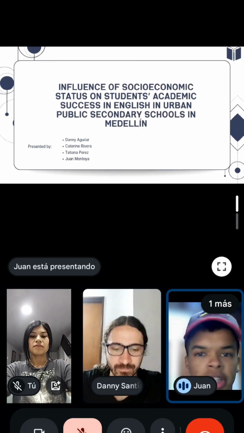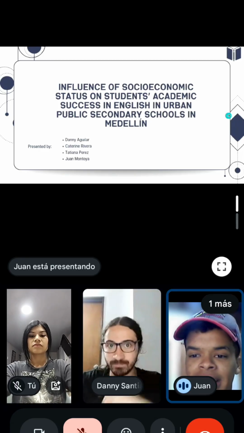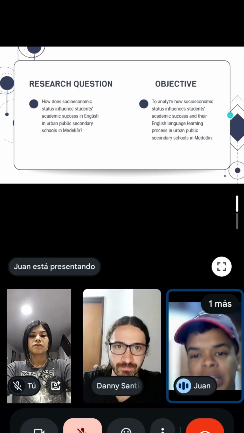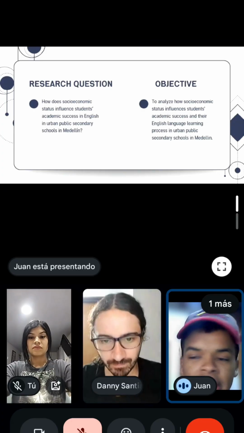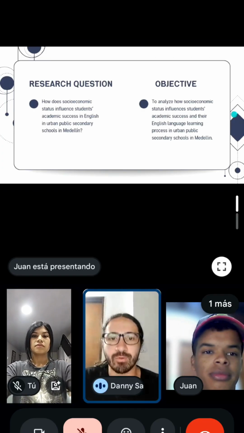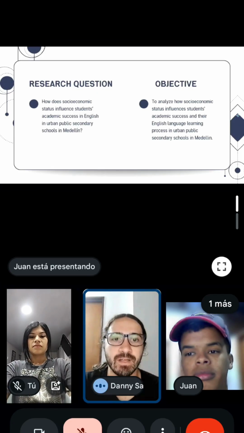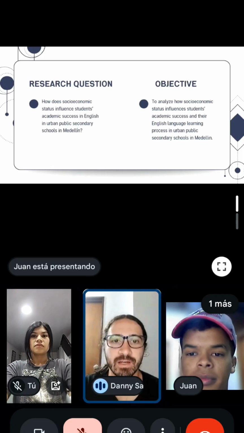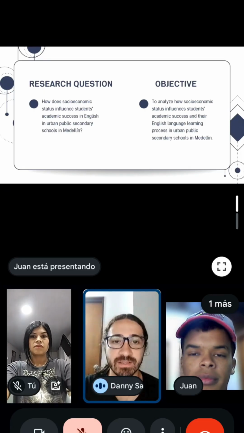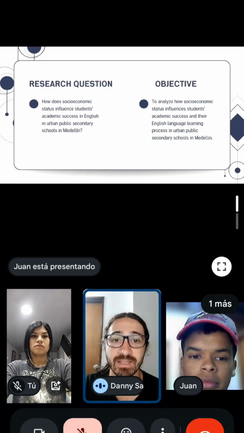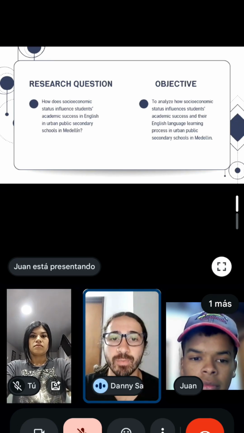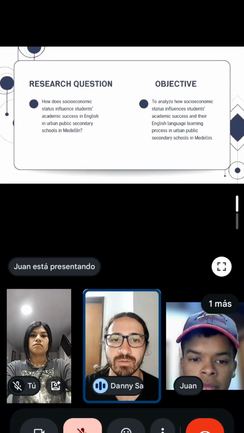So, in order to get started, let's go with the research question and the objective, which is going to be broken down by Danny. Go ahead. Well, thank you, Juanma. And let's move on with this. Our research question is how does socioeconomic status influence students' academic success in English in urban public secondary schools in Medellin?